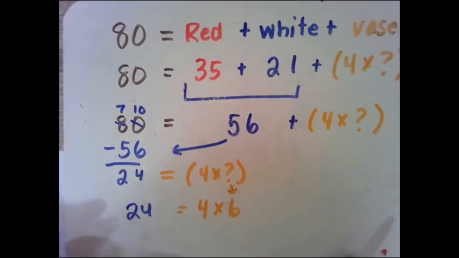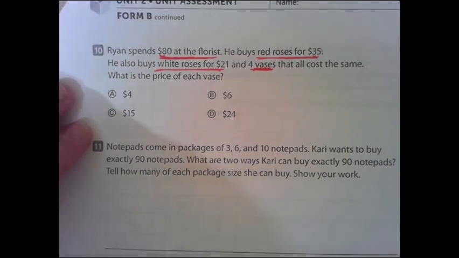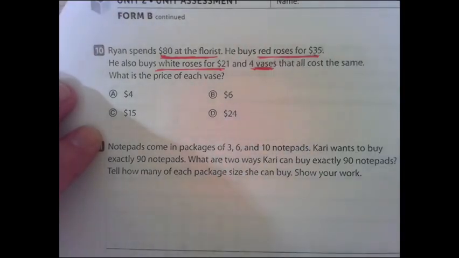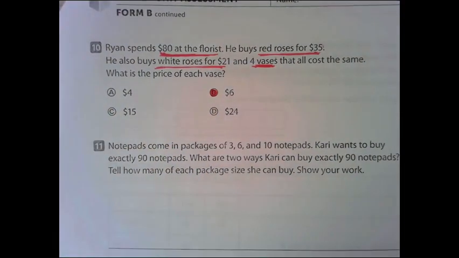So I'm going to go back to our question and take a look at this. 6 is one of our options. So I'm going to go ahead and circle that, or color it in, I should say.